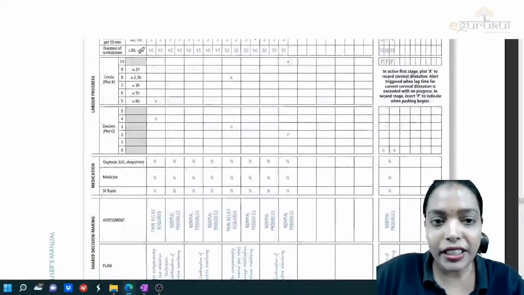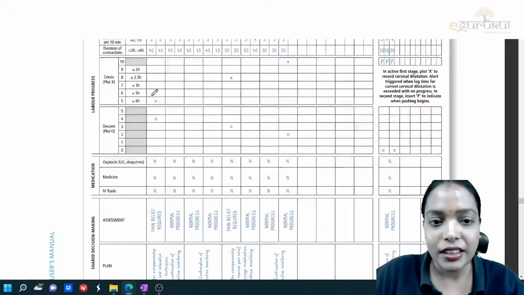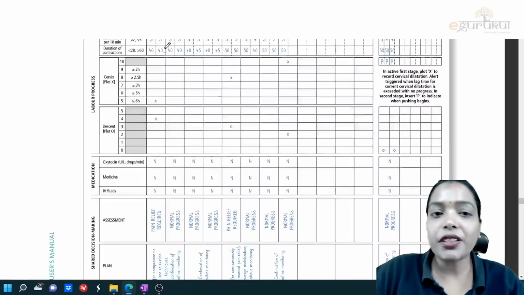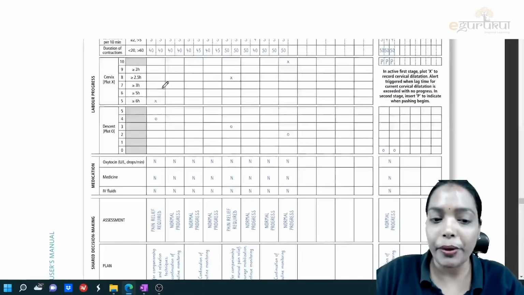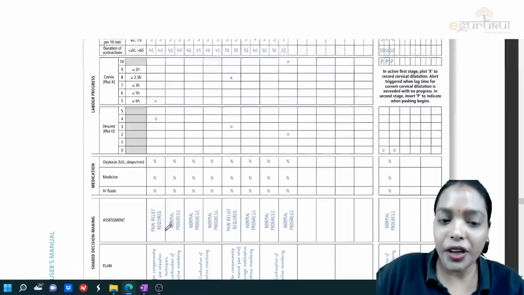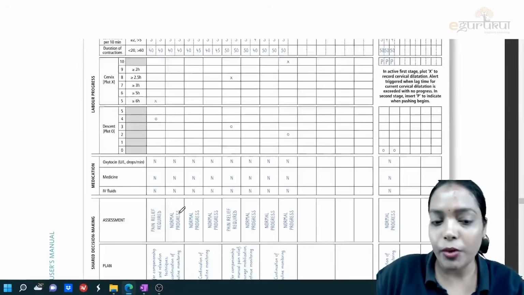She was getting 3 contractions lasting for 40 seconds. She was at 5 centimeters. Descent, fetal head was at 4/5. No oxytocin was given, no medications were given, no IV fluids. So in the first 1 hour, there were only 2 alerts. She didn't have any companion and there was no pain relief. So pain relief required, but she's having normal progress.